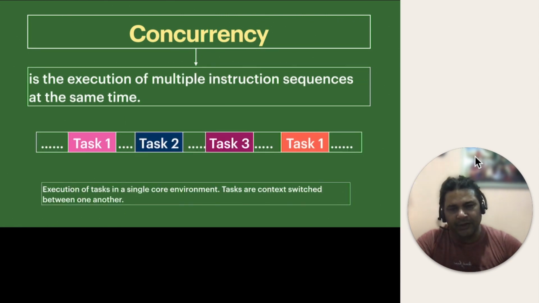By definition, concurrency is the execution of multiple instruction sequences at the same time. Suppose here task 1, task 2, task 3 and task 1 again. So this is the execution of tasks in a single core environment. Here we are using a single processor and executing multiple tasks on that single processor. So tasks are context switched between one another. With the help of context switching we are implementing concurrency.